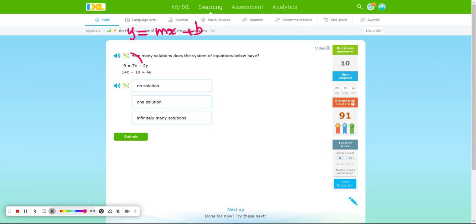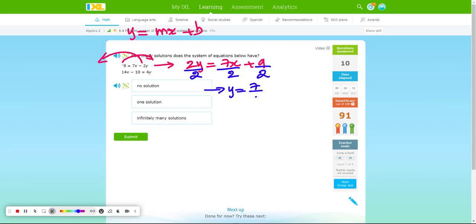I can move the negative 2y to the left side and move negative 9 to the right side. So now the left side becomes 2y. The right side is 7x. Negative 9 moved to the right side becomes plus 9. I'm not done yet. I want to solve for y, so I divide by 2 everywhere. Now I come out with y equals 7 over 2 x plus 9 over 2. So you notice the slope is 7 over 2, and the b in the back is 9 over 2.